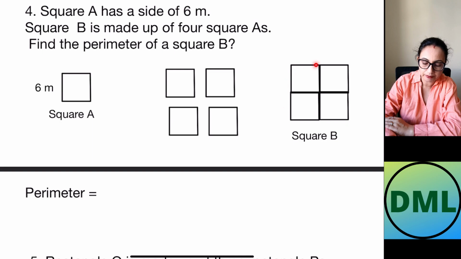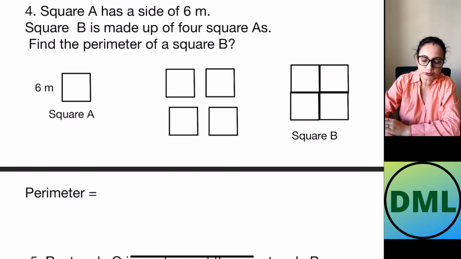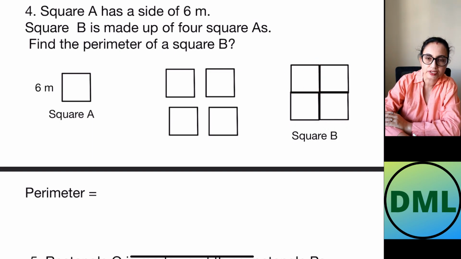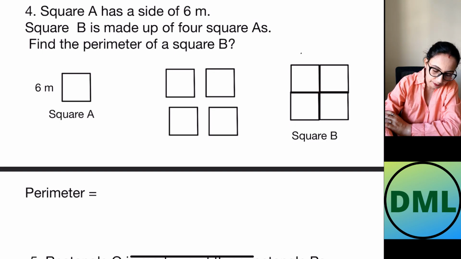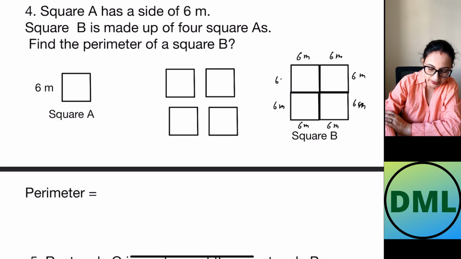To calculate the perimeter of square B, I need to write down all the dimensions of the perimeter, because this one small piece is a square of 6 meters. That means this edge is 6 meters. This edge is also 6 meters because this is again a small square. Let's write down all the dimensions first here. This will be 6 meters, 6 meters, 6 meters. This one is also 6 meter, 6 meter, 6 meters, 6 meters and 6 meters.